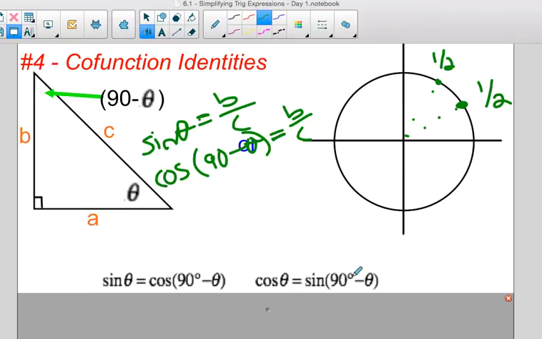So what I want you guys to do now is just find, using this, I don't want you to rewrite sine of theta as reciprocals or anything like that. Try and find the cofunction identities for tangent, cotangent, secant, and cosecant, written in this exact same way.